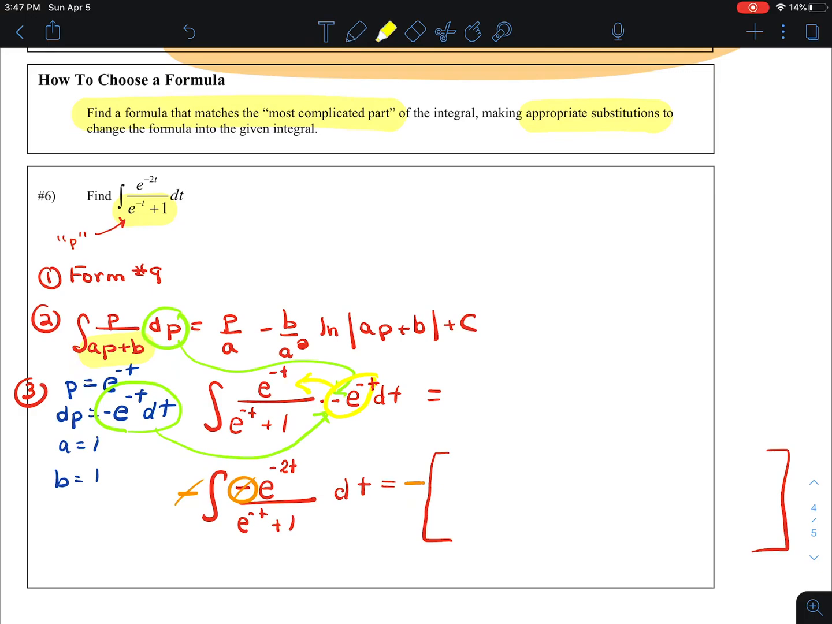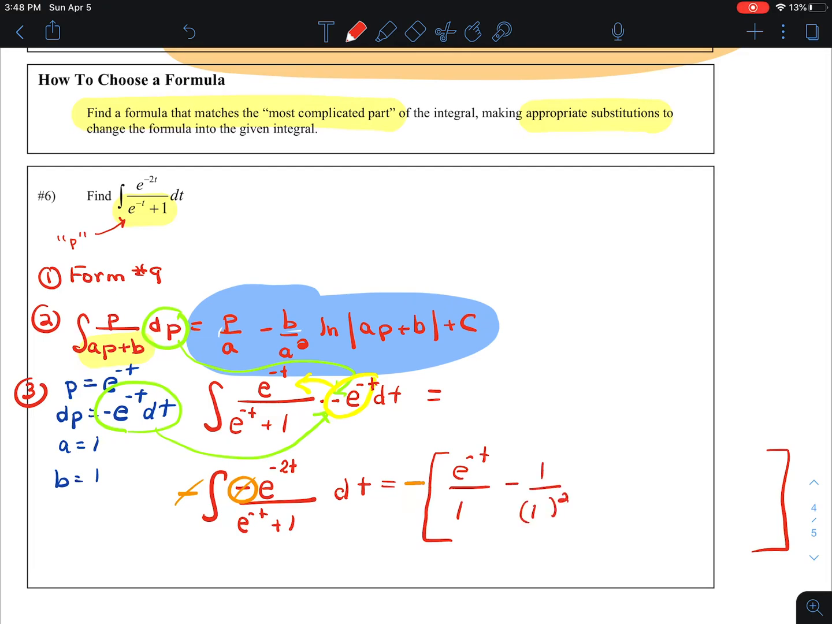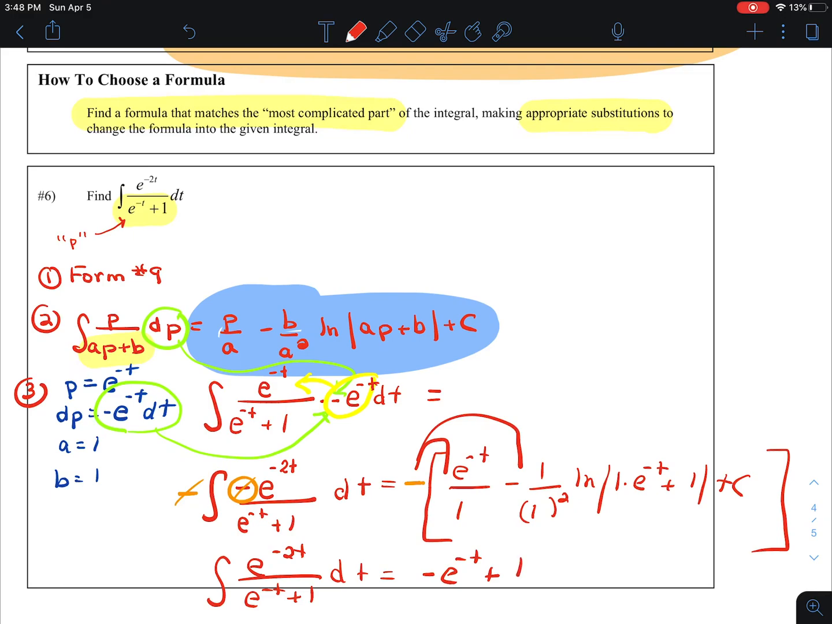So then we can go back to the right side of the formula, that's this part right here, and we can go ahead and substitute. Every p is going to be replaced with an e to the negative t. Okay, so e to the negative t, every a is a 1, b is a 1. Okay, I'm just doing all these substitutions here, and then we're just going to clean this up. I am going to distribute this negative into both of these terms here. Okay, and that would be the answer for this one.